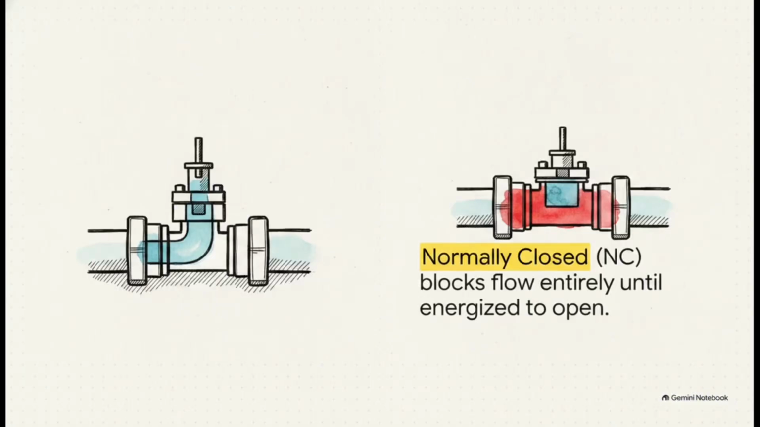Now, these valves usually come in two primary resting states, which is absolutely crucial to know when you're troubleshooting. A normally open valve, or NO, allows flow freely until it's electrically energized to shut. It's open by default. Conversely, a normally closed valve, or NC, blocks the flow entirely. It just sits closed until the coil receives power, which creates the magnetic field that lifts the plunger to open the path. Knowing a valve's resting state, that is step one in figuring out if it's acting normally or misbehaving.